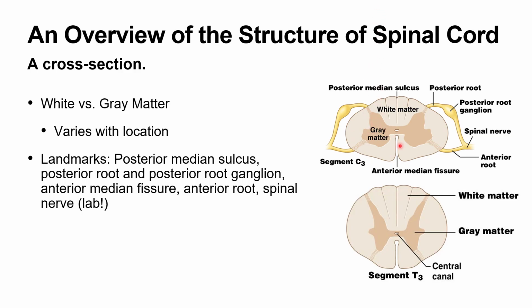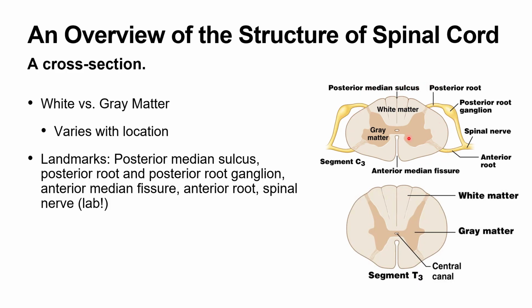Now, when it comes to what we're looking at here, some key landmarks to note, of course, are going to be the central canal right in the middle. This is the area through which cerebrospinal fluid flows up and down inside the spinal cord. We also have a fair amount of cerebrospinal fluid flowing around just on the outside of the spinal cord in what we call the subarachnoid space.